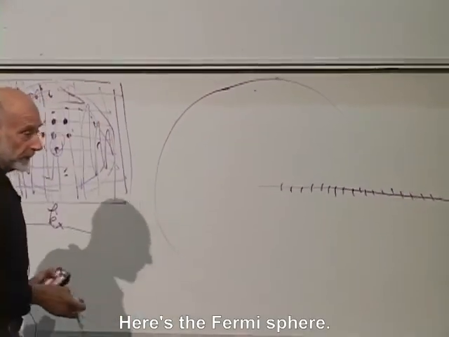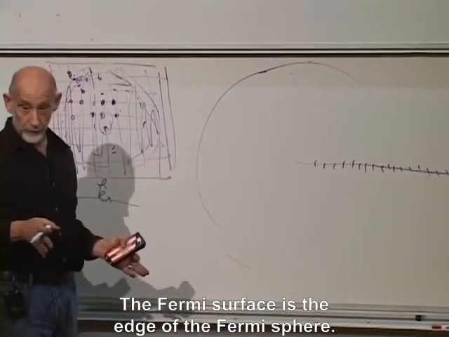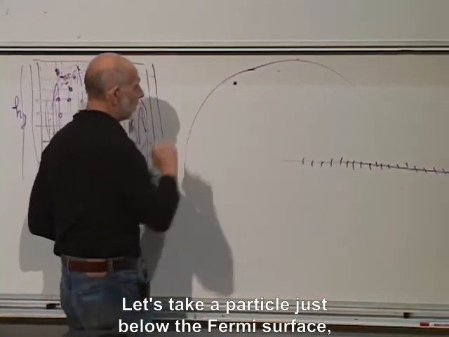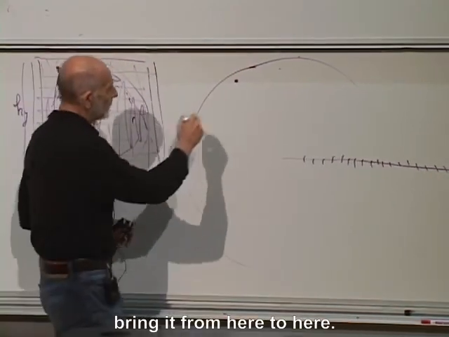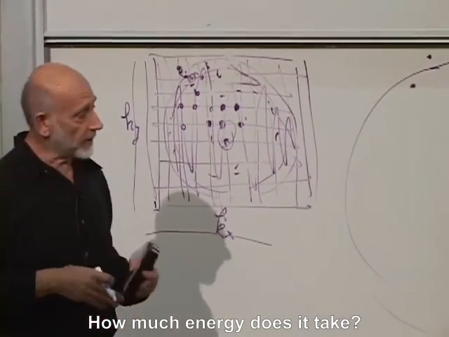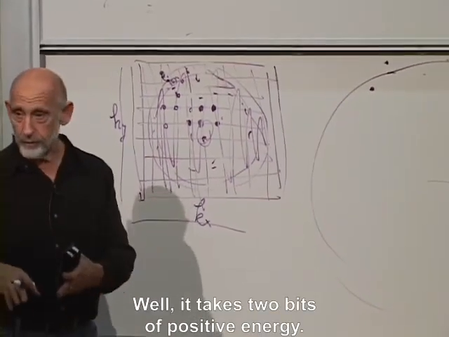Here's the Fermi sphere. The Fermi surface is the edge of the Fermi sphere. Let's take a particle just below the Fermi surface and bring it from here to here. How much energy does it take? Well, it takes two bits of positive energy. We can count it this way.